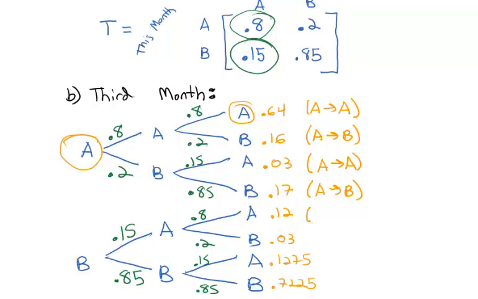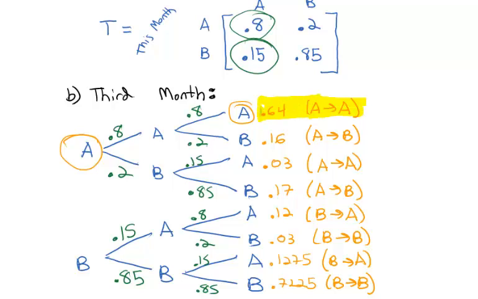Then, the next one started with B, ended with A. Then there's one that started with B, ended with B. Then we have started with B, ended with A, and started with B, ended with B. That kind of puts us into 4 groups, really. There's start with A and end with A: 0.64 here, start with A, end with A, 0.03 there.